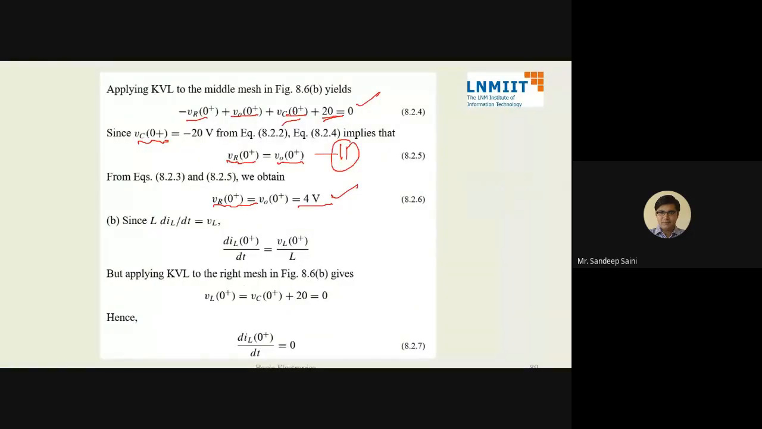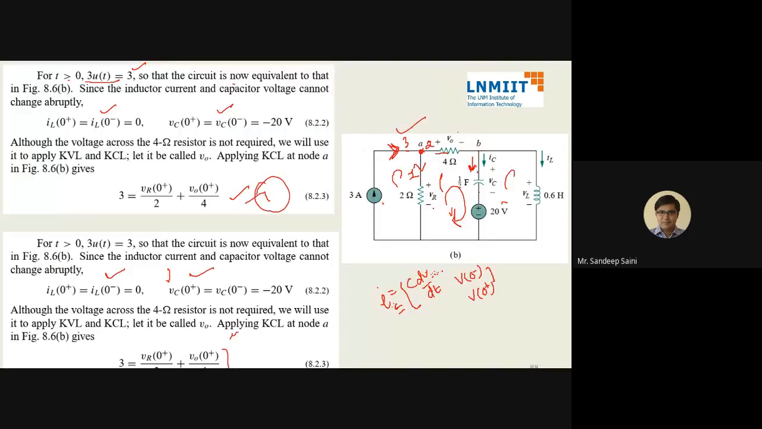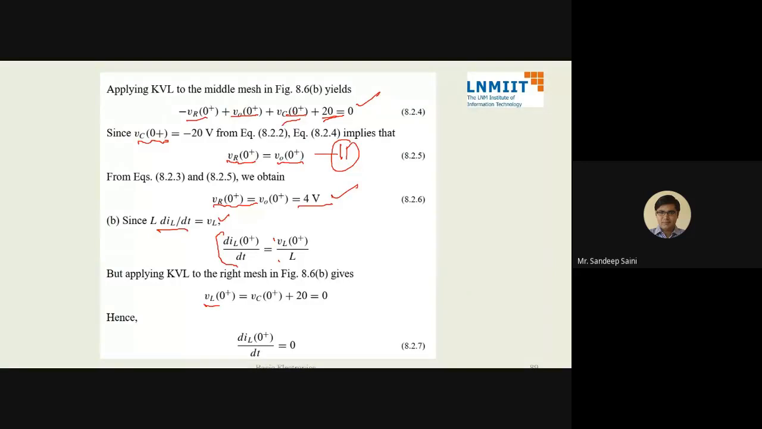Now, L di by dt is VL, so that means dIL by dt is VL by L. So how do I get the voltage across the inductor? I will apply KVL in this mesh. That means VL minus 20 minus VC is equal to 0. That means VL is equal to VC plus 20, and VC at 0 plus is minus 20. That means VL at 0 plus is 0. So dIL at 0 plus by dt is 0.